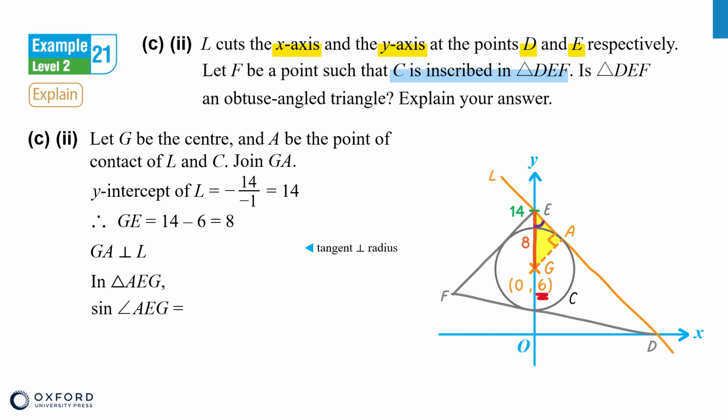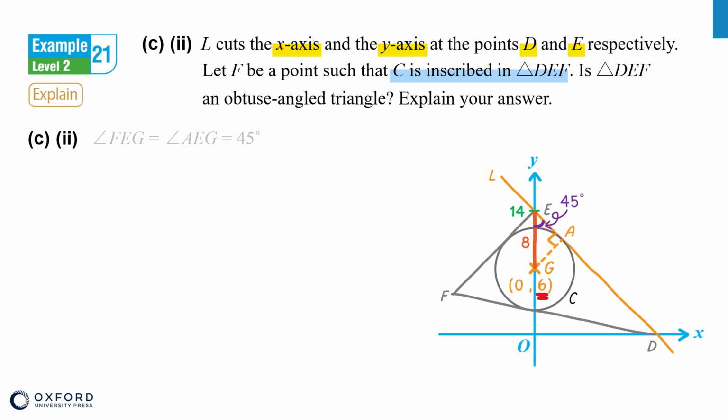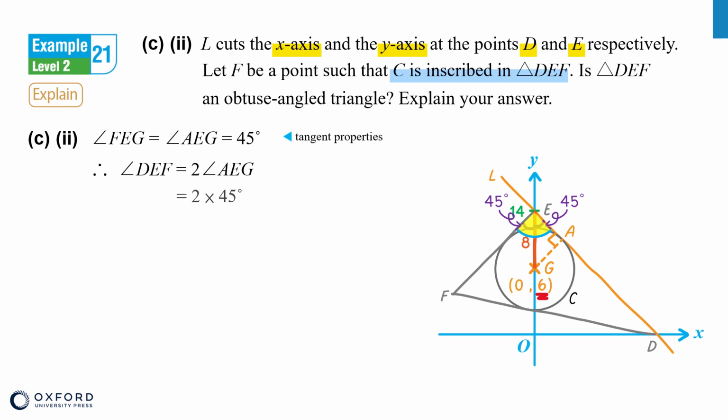Sine of angle AEG is equal to GA over GE. GA is a radius, so it's equal to 4 times the square root of 2, and GE is 8. Therefore, angle AEG is equal to 45 degrees. Then, by the tangent properties, we have angle FEG is equal to angle AEG. So, angle DEF is twice that of angle AEG. That is 2 times 45 degrees, which equals 90 degrees. Therefore, we can conclude that triangle DEF is a right-angled triangle, but not an obtuse-angled triangle.